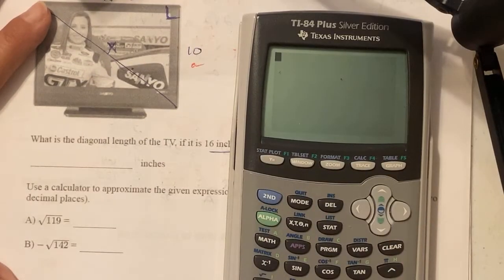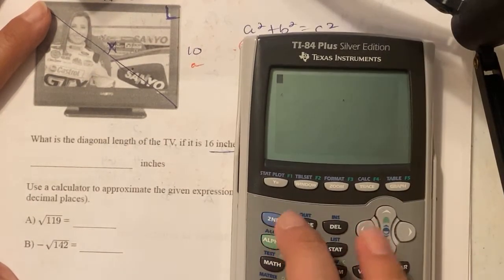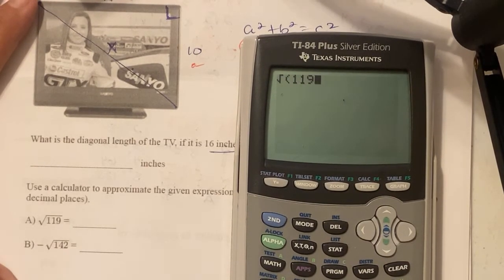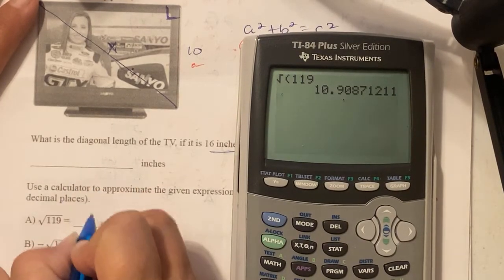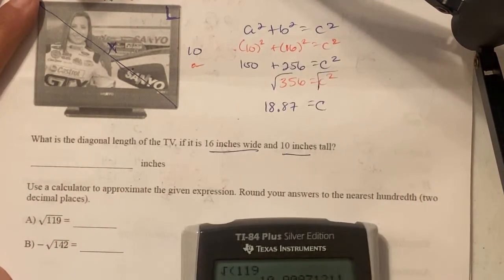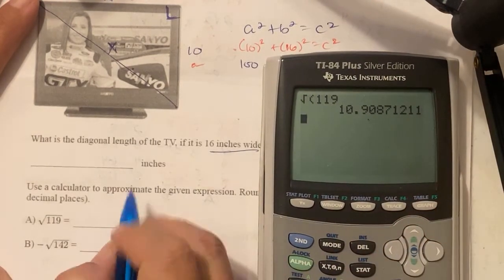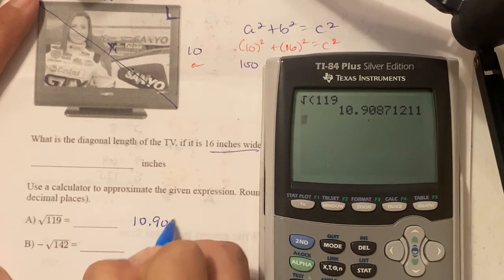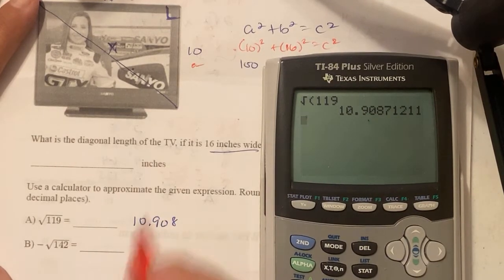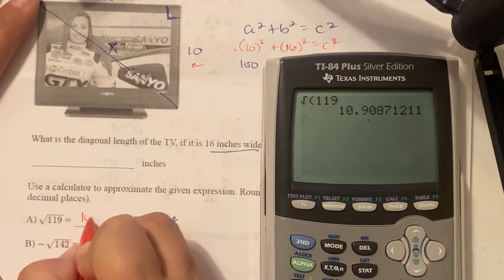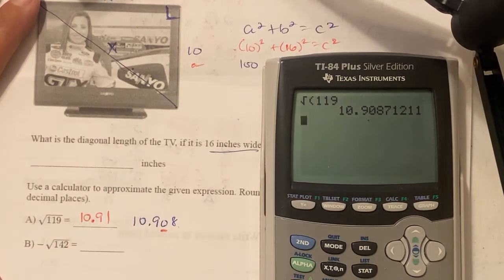So all you're doing is taking a calculator and finding the square root of 119. Hit the second key, the x squared gives you your square root piece. Type in 119 and then hit enter. It says to round to the nearest hundredth, which is 2 decimal places. So first I'm going to write 10.908. The reason I did that is because it wants us to go to the hundredths. So that 8 made that become a 1, so we get 10.91.